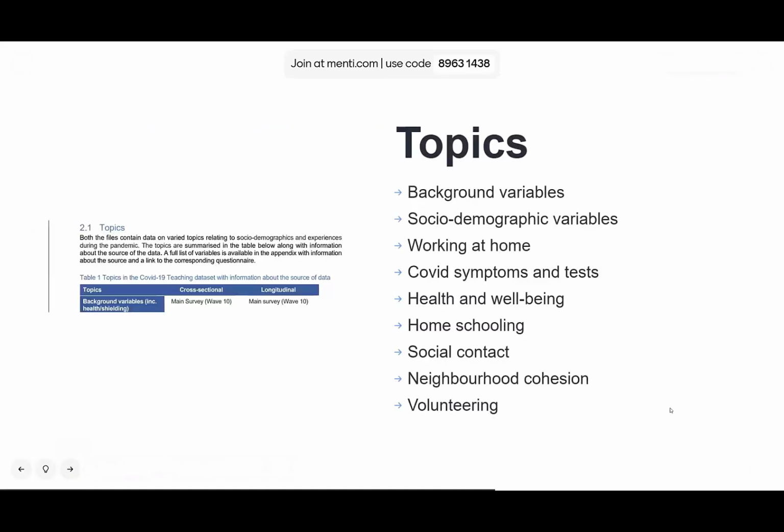So yeah, this is the list of topics. It can be found there in the user guide. So you can see that there's a list of which topics are covered and also which data sets those are covered in, and which data sets they originally came from, whether it's from the cross-sectional data set or the longitudinal one.